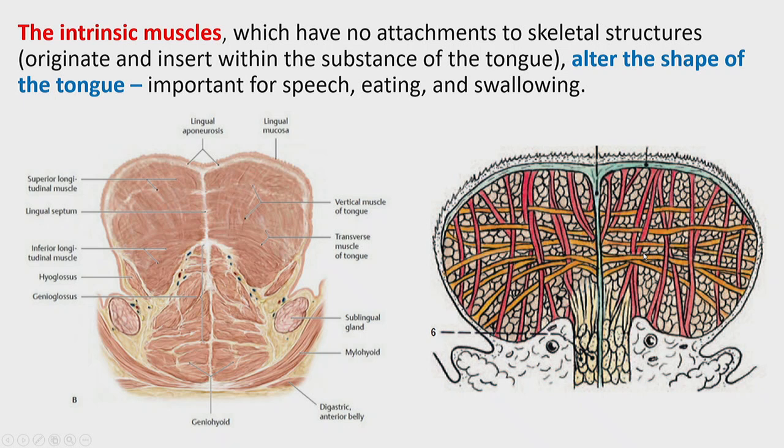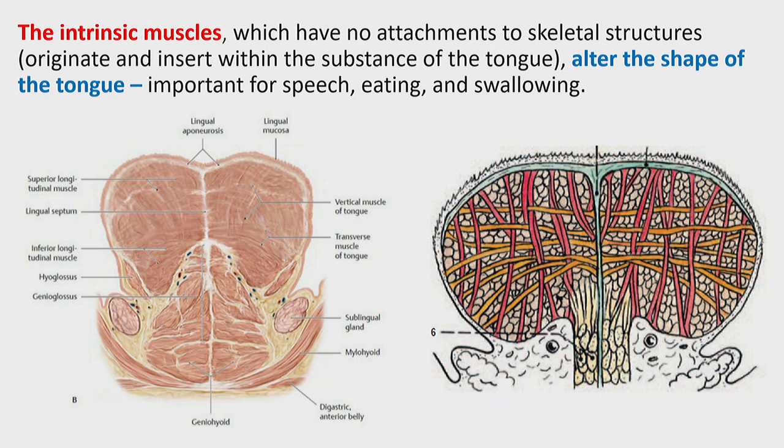These intrinsic muscles have a function which is altering the shape of the tongue. The extraglossal muscles move the tongue as a whole, but when somebody is looping or folding his tongue, or shortening the tongue, those are alterations of the shape of the tongue. Those are the functions of the intraglossal or intrinsic muscles. So these muscles are important again for speech, for eating, and for swallowing.